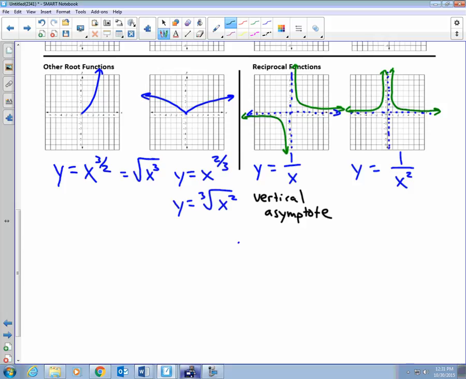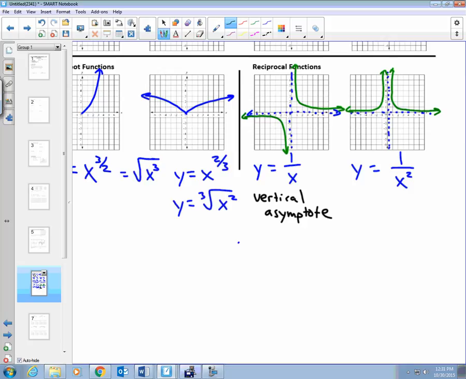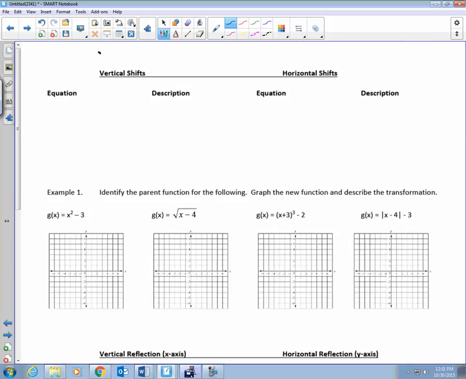Where did you get that? Well, this is the library of functions where we get probably 95% of the ones that you look at in calculus. Let's move on. We'll complete this side, and I'm going to give you your homework assignment.